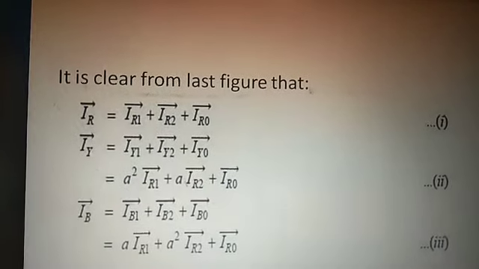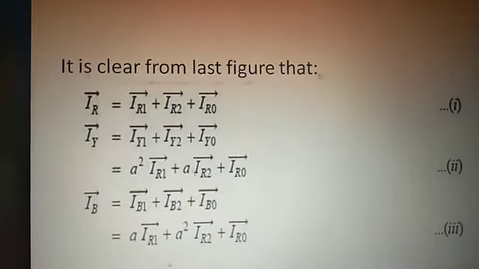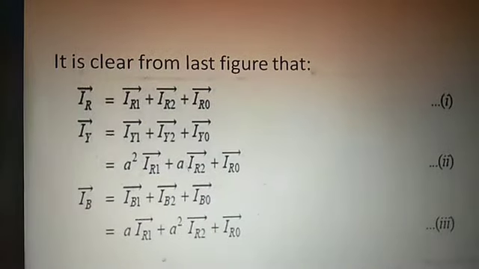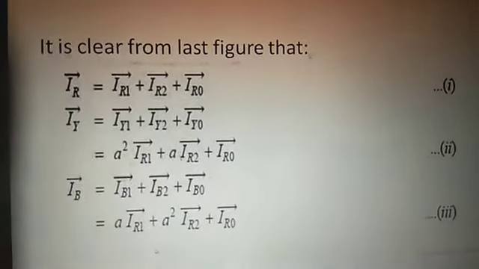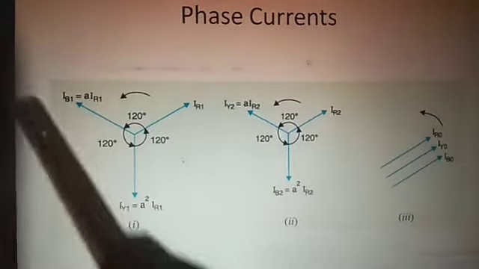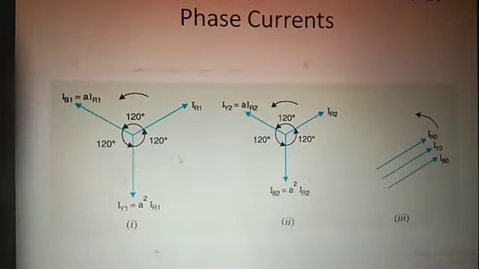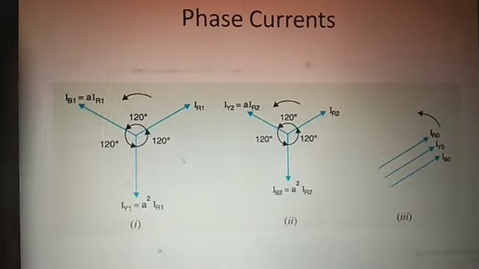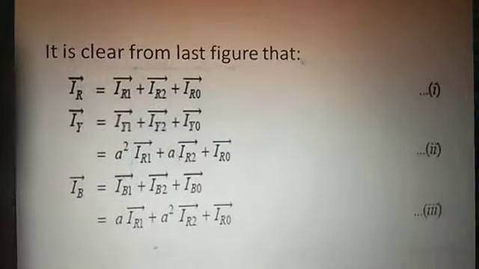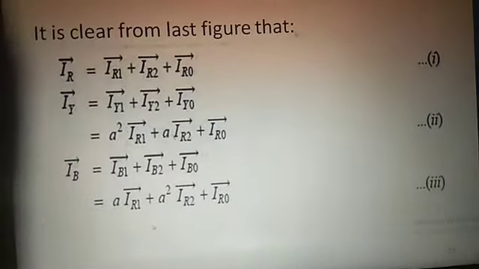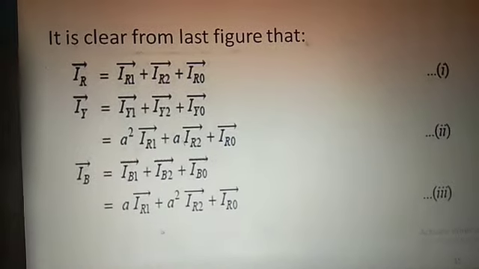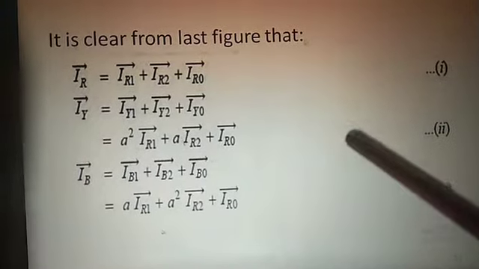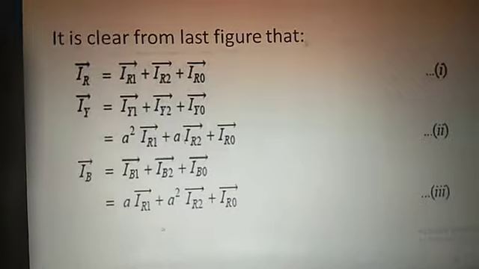And in the same way, we can convert the B phasor. We have to convert it from B to R, red phase. So IB1 equals A IR1, and then IB2 equals A square IR2, and IB0 equals IR0. No doubt about this. So in this way we can form these three equations. IR is represented with R, IY is also represented with R phasor, and IB is also represented with R phasor.